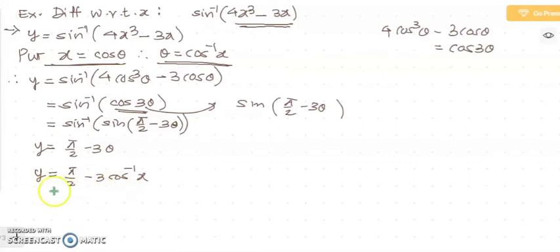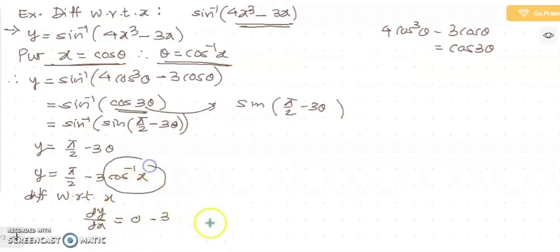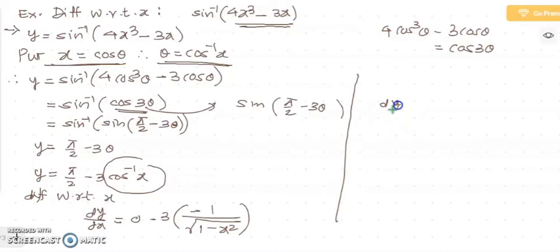Now differentiating this with respect to x, you will get dy by dx is equal to the derivative of pi by 2, a constant, so 0, minus 3 into the derivative of cos inverse x. The derivative of cos inverse x, you know, is minus 1 upon root of 1 minus x square. So finishing everything, dy by dx is equal to minus 3 upon root of 1 minus x square.